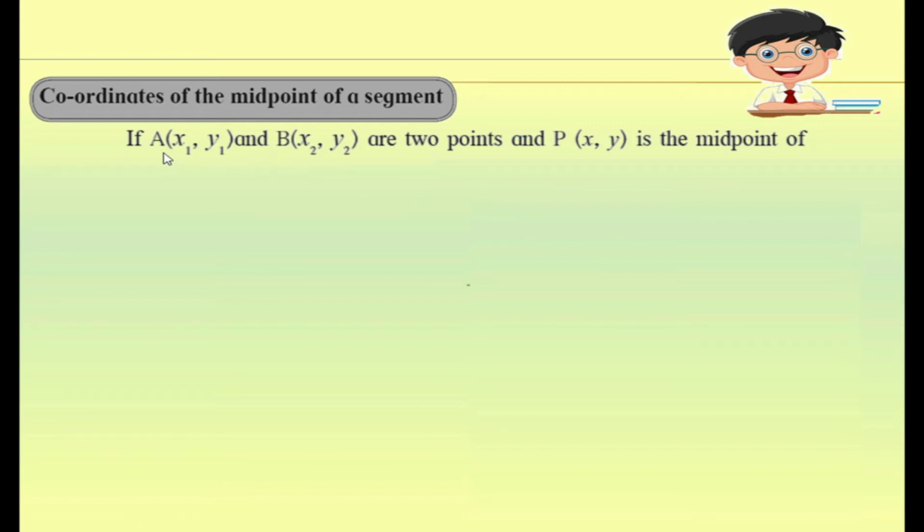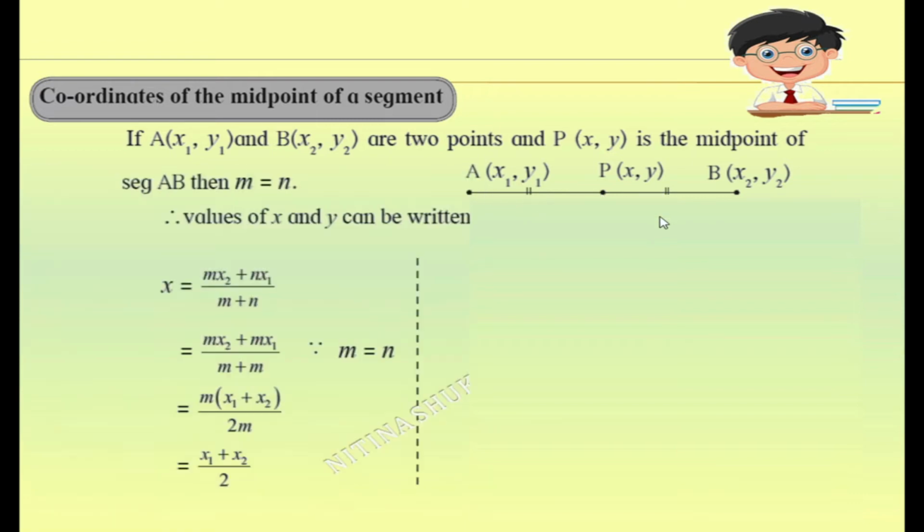Let A be the point (x1, y1) and B be (x2, y2), two points, and P be a point (x, y) which is the midpoint of the segment AB. Let us draw the diagram. So this is A (x1, y1), this is B, and this is the point P which is in between AB. Segment AB is this segment, P is the midpoint. As it is the midpoint, this distance is equal to this distance. That means distance AP is equal to distance PB. That means m is equal to n.